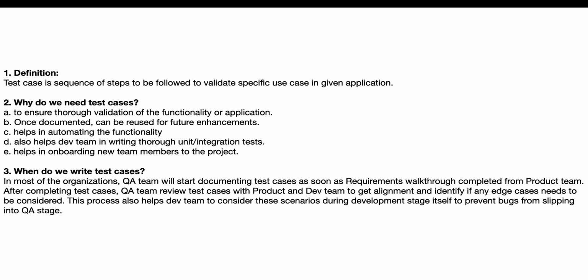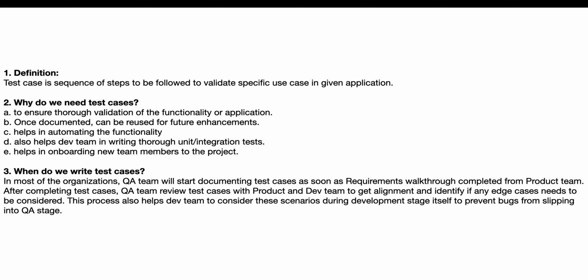In most organizations, the QA team will start documenting test cases as soon as the requirement walkthrough is completed by the product team. For any project, once the requirements are finalized, the product manager will give a walkthrough on each requirement in detail to the QA and dev teams, so that the dev team can plan their development activities. At the same time, QA can start planning their QA activities, like preparing the test plan and documenting test cases.